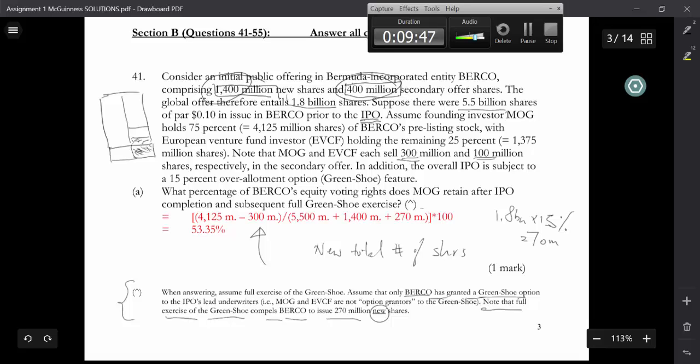Assume founding investor MOG holds 75%, which is this amount, and European venture fund investor, good morning, holding the remaining quarter, which is 1,375 million. Note that MOG and EVCF each sell 300 and 100 million shares respectively in the secondary offer. In addition, the overall IPO is subject to 15% over allocation.